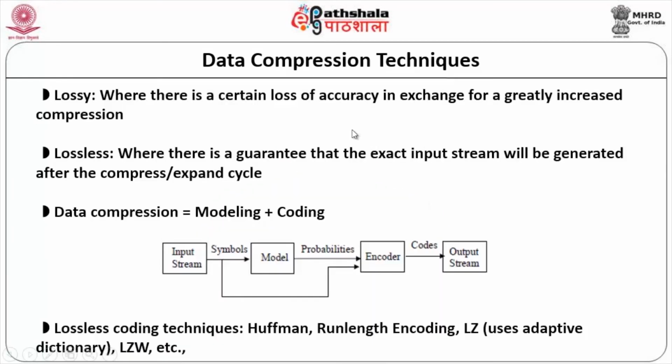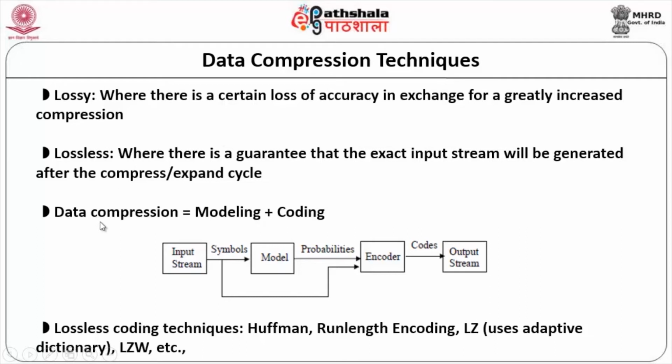We should see that either we lose a little accuracy so that we can increase the compression, that is called the lossy method. Another technique is the lossless technique, wherein we definitely do not lose anything and we get the exact input stream, whether it is compressed or expanded. In the lossy case, compression will take place, while expanding, accuracy will be lost a little, not much, but certain loss will be there.